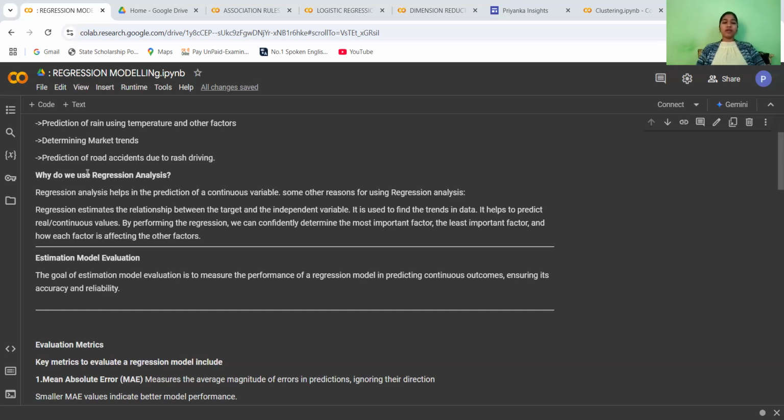Why do we use regression analysis? The regression analysis helps in the prediction of a continuous variable. Some other reasons for using regression analysis are: regression estimates the relationship between the target and the independent variable. It is used to find the trends in data. It helps to predict real continuous values by performing the regression. We can confidently determine the most important factor, the least important factor, and how each one is affecting the other factors.